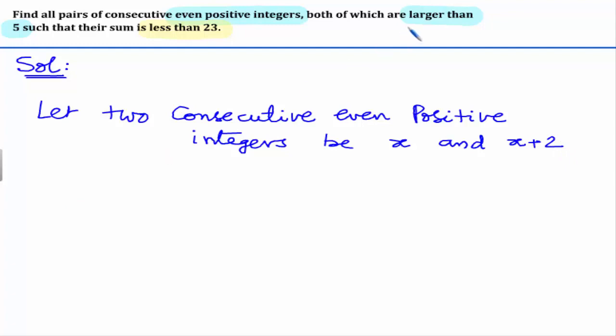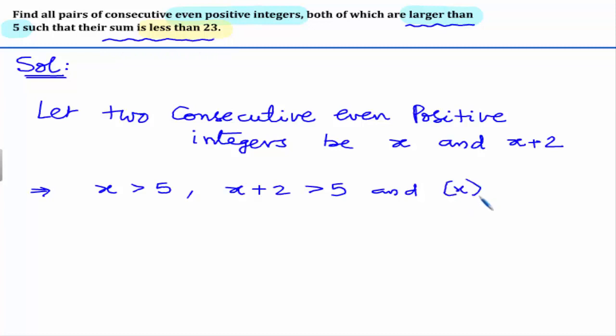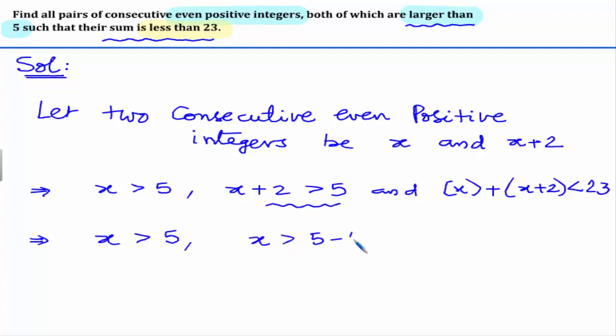Now according to the question, both of them are larger than 5. That means x should be greater than 5 and x plus 2 also should be greater than 5. And the third condition given is their sum is less than 23. That means 2x plus 2 should be less than 23. Now we will simplify them simultaneously, which is x greater than 5, and by subtracting 2 on both sides we get x greater than 5 minus 2, and the third one will be 2x plus 2 is less than 23.